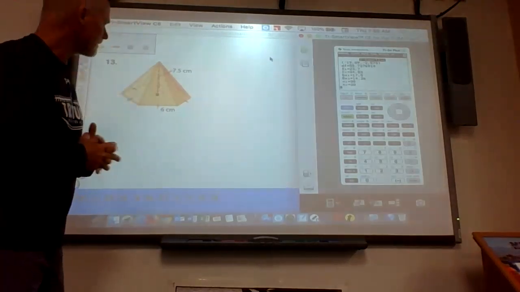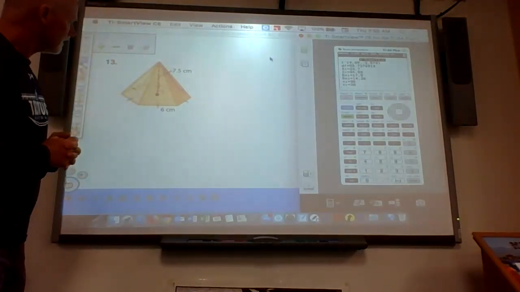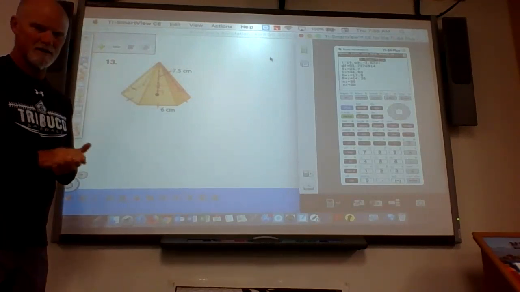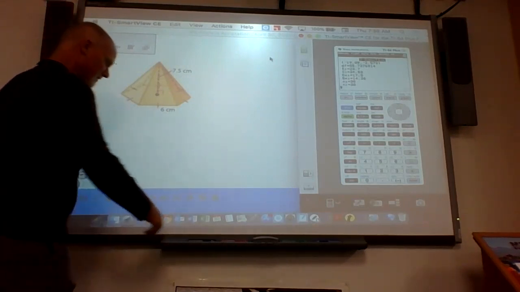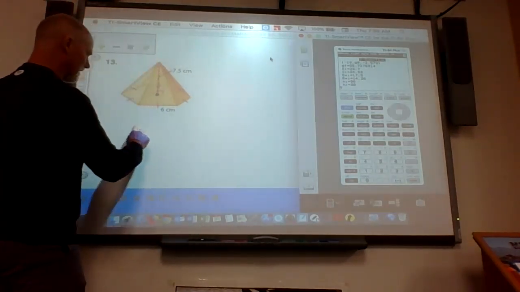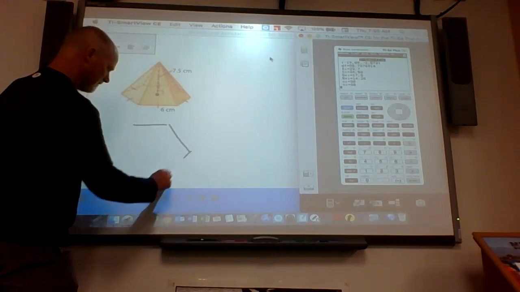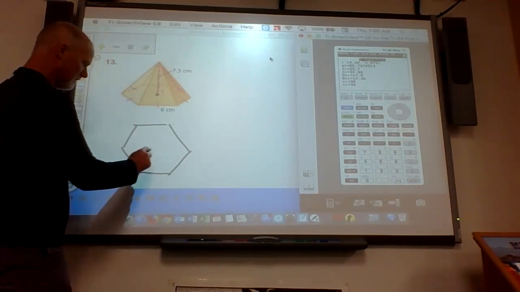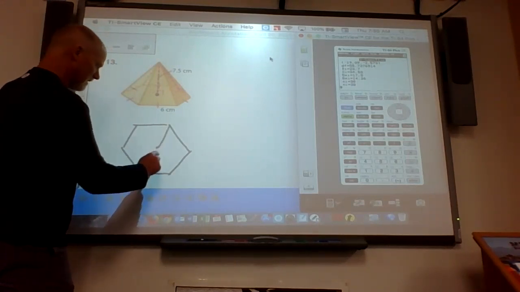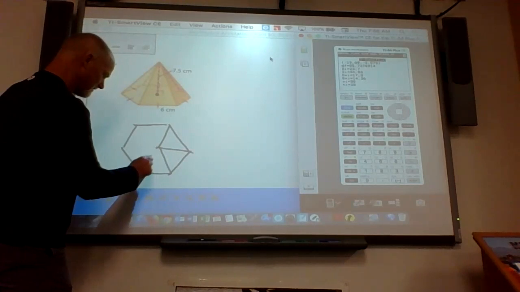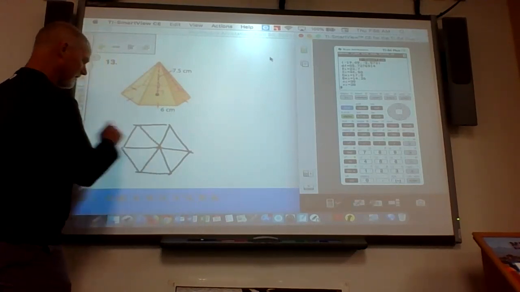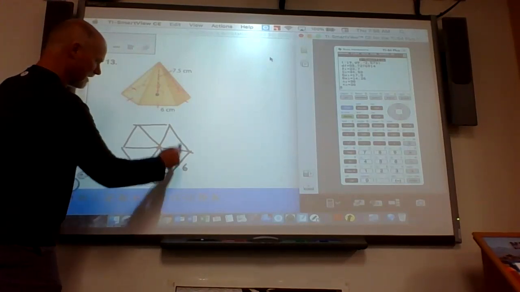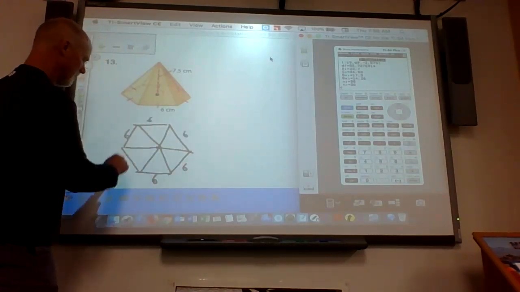Here we have a pyramid, a regular pyramid that has a base that is a hexagon. We need to remember, if we're dealing with a hexagon, there are a number of ways, and I showed you a video of myself solving for the area of a hexagon in 4 different ways. With this hexagon, we have side lengths of 6 all the way around.